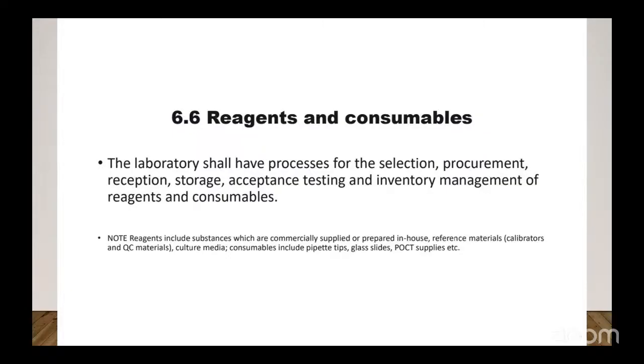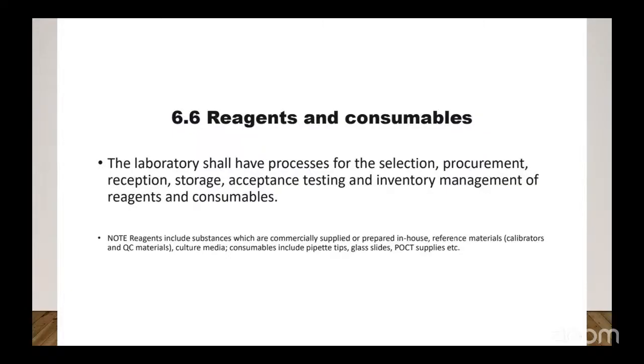Okay, so that is it. There must be a process for selection, procurement, reception, storage, and all these processes must have what? The policy, the process, which is the SOP, and the record. So the record shows you the proof. We need to have proof of every reagent that comes in, where it is received, your inventory management, your acceptance testing.